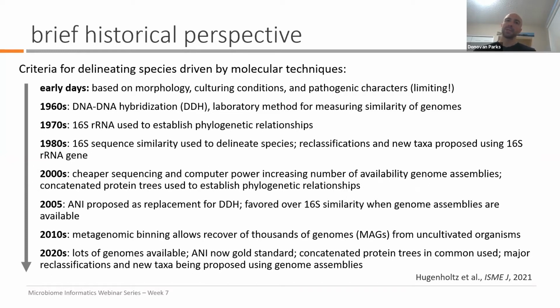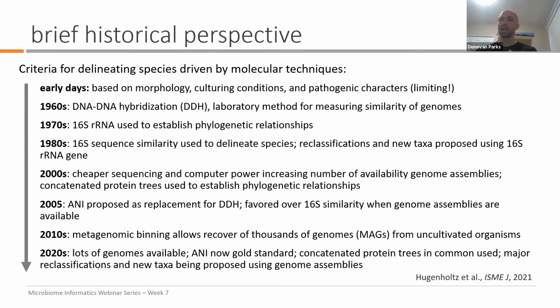Now in the 2000s, the big advent is that we have cheaper sequencing technology and far wider access to more powerful computers. So this allows us to start getting full genome assemblies, and people start using concatenated protein trees to get more resolved phylogenetic inferences. 2005, we have average nucleotide identity being proposed as a replacement to DNA hybridization, which, as I understand it, is a somewhat laborious thing to do in the lab. It's obviously much easier just to get a computer to calculate how similar your genomes are.